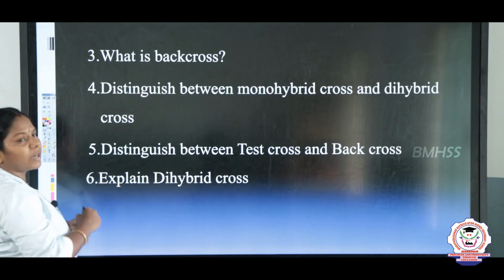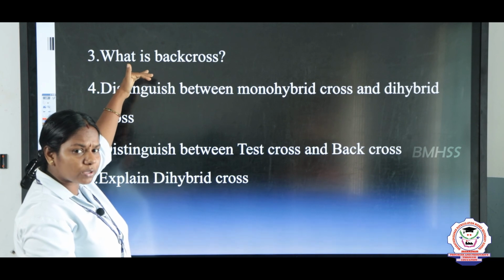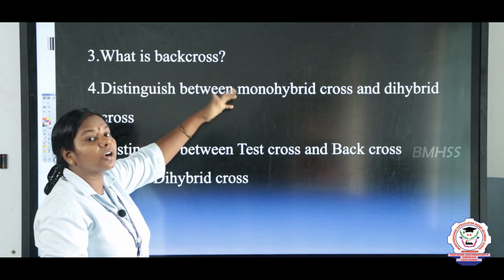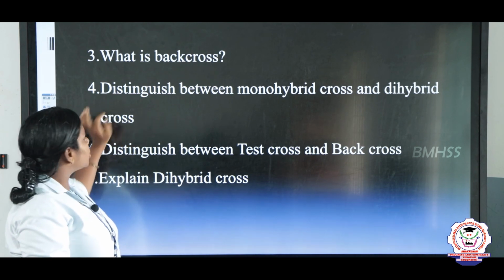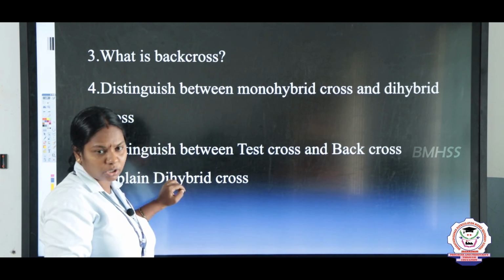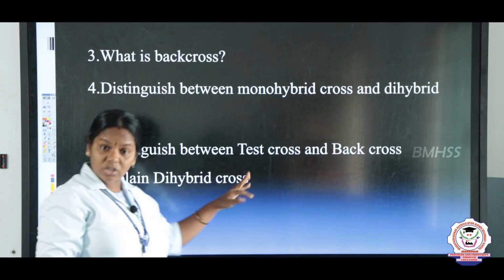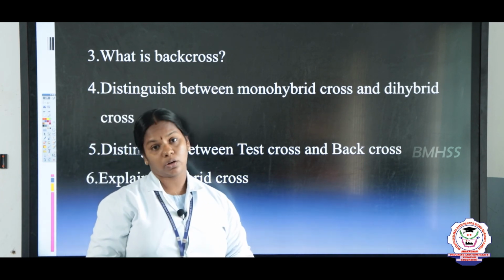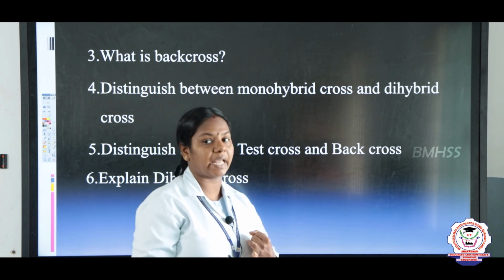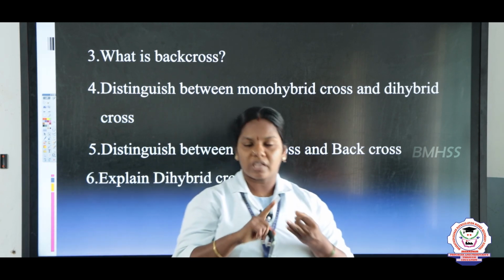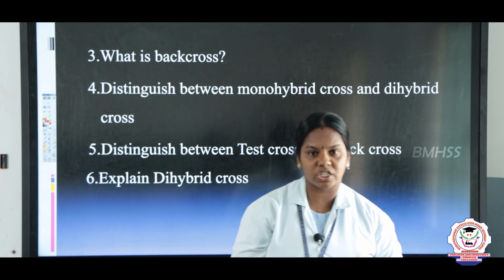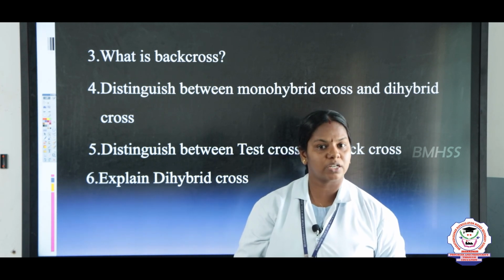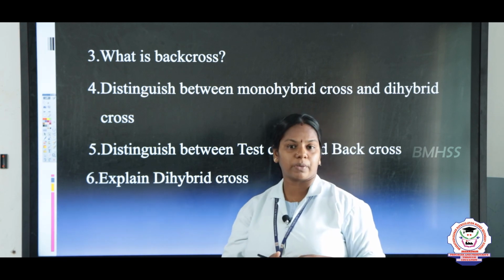And some of the 2 mark questions: what is a back cross? When the F1 hybrid is crossed with either a dominant or a recessive phenotype. Distinguish between monohybrid cross and dihybrid cross. Distinguish between the test cross and the back cross. And the 5 mark question, explain the dihybrid cross. You have to write what is a dihybrid cross, parents, gametes, F1 generation, F2 generation, and what is the genotypic ratio. Understood, children? Genotypic and the phenotypic ratio.